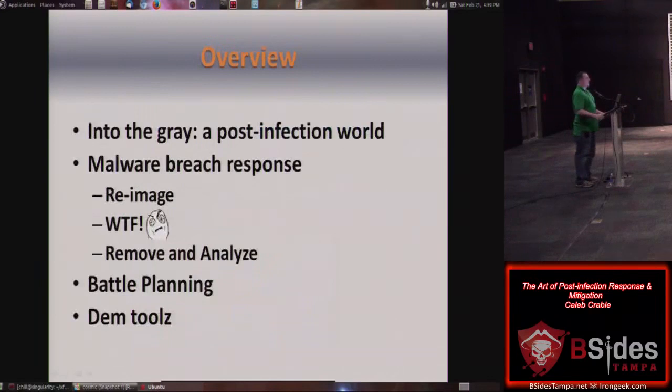So without further ado, the meat and potatoes. What we're going to go over today is kind of into the gray, the post-infection world. And right now, there are millions of infections happening. Whether the infections are happening on mobile devices, whether they're happening on web browsers, whether people are just breaking into the network and dropping a reverse shell payload on your network, breaches are occurring right now. A lot of people don't know what to do. A lot of people didn't really plan on having an infection on their network.